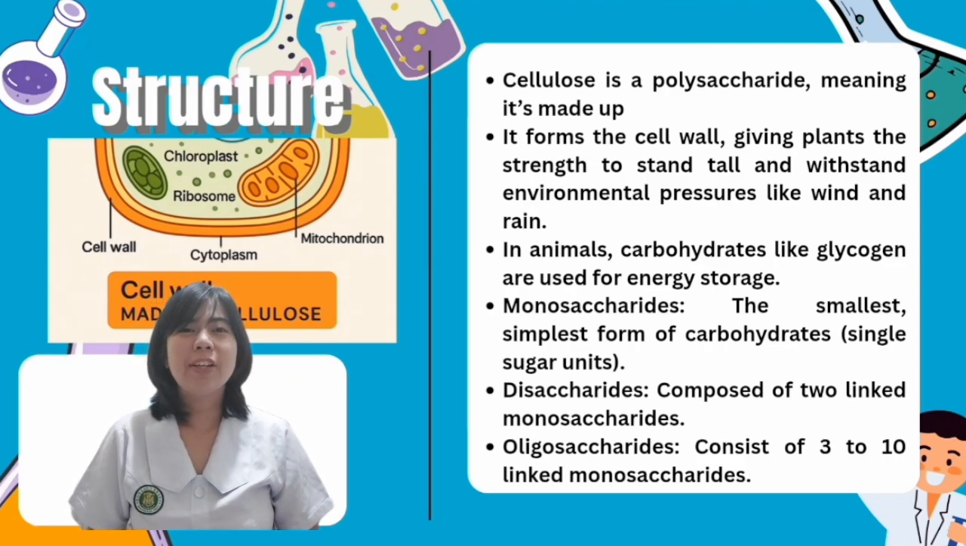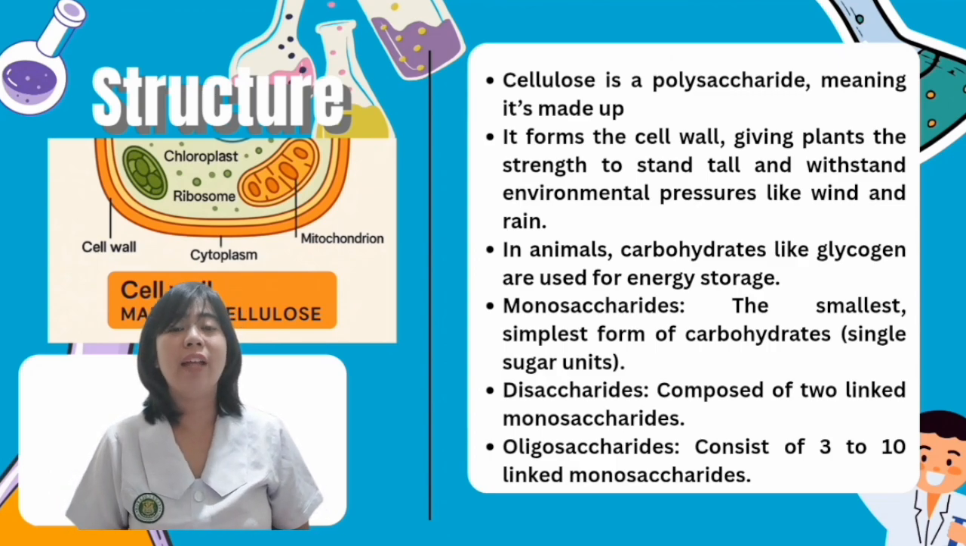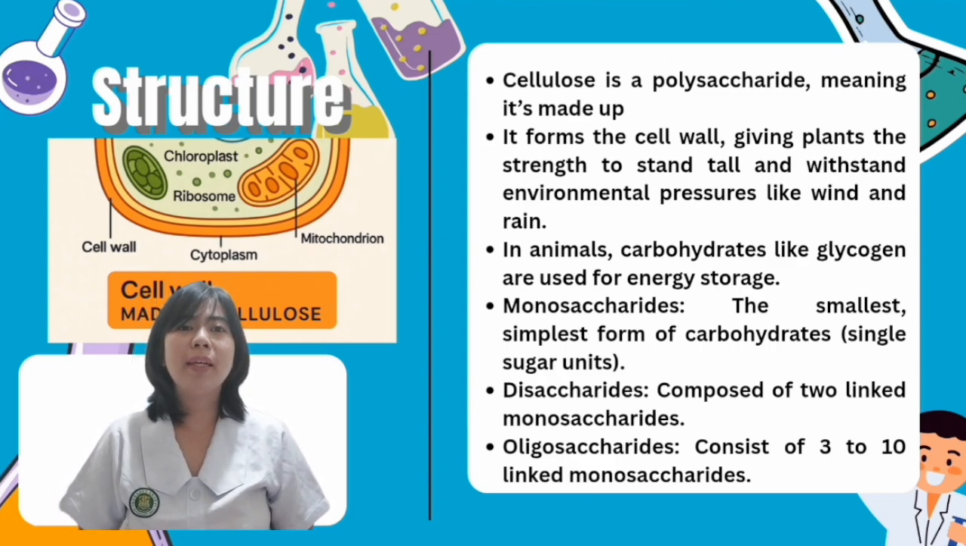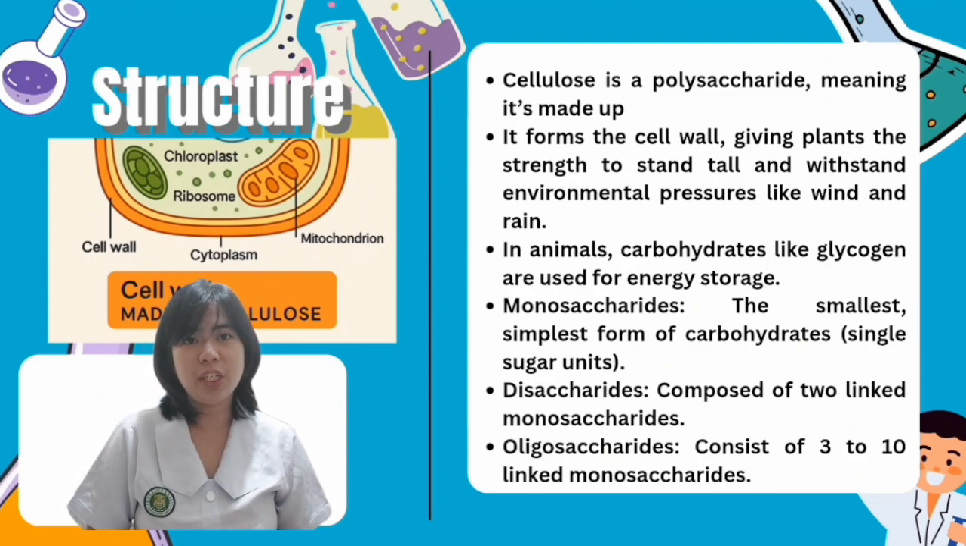Great answer! You can think of cellulose as the support beam of a plant cell. It helps the plant grow straight and strong. Now, let's make a quick comparison. In animals, carbohydrates like glycogen are used to store energy. But in plants, cellulose is more like a structural tool, giving the plant strength rather than energy.